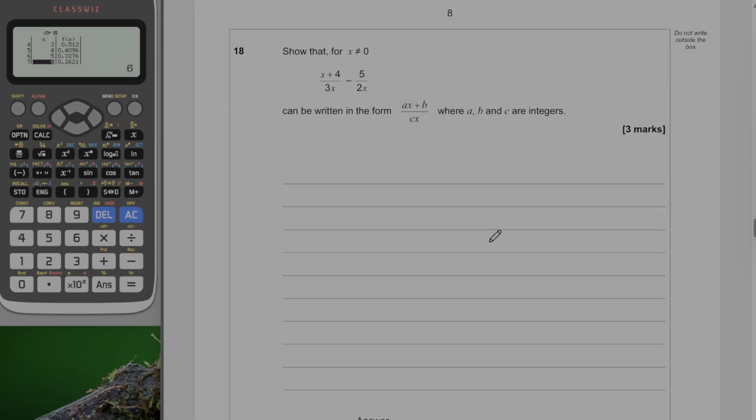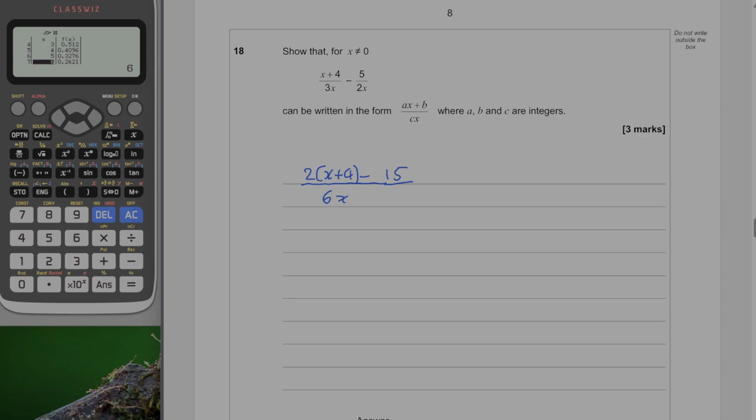Okay, question 18. Show that for x not being equal to 0, (x plus 4) over 3x minus 5 over 2x can be written in the form (ax plus b) over cx, where a, b, and c are integers. Right, so I'm going to put them over a common denominator of 6x. To do that, I'd need to times the first fraction by 2, so that would become 2 lots of x plus 4, minus, I'd need to times the second one by 3, so 5 times 3 would be 15.